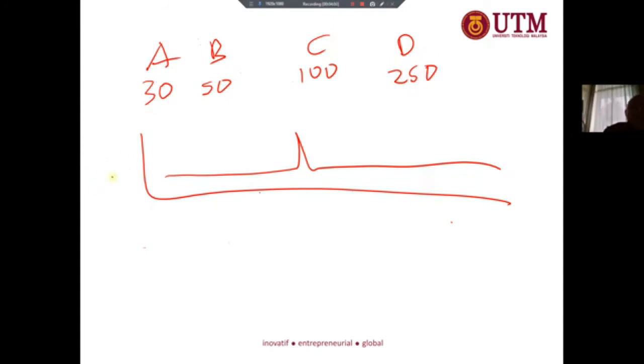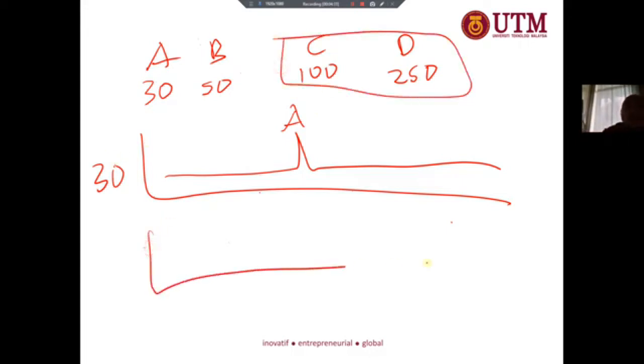Let's say I set up the oven temperature at 30. So the only one that appears is maybe A. B maybe appears. But C and D will not appear, because the difference between the oven temperature and the boiling point of the analyte is too large, right?